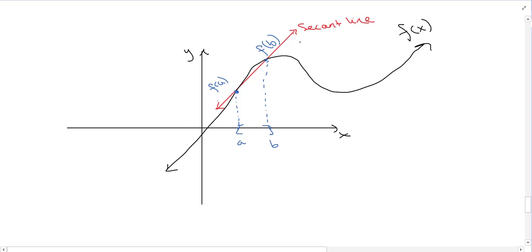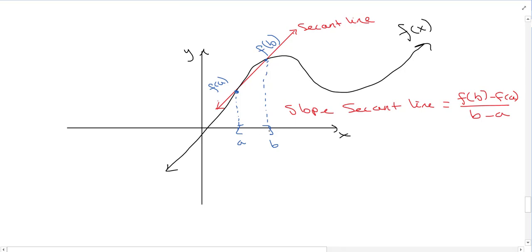And what is the slope? The slope of any line is y2 minus y1 over x2 minus x1, the change in y over the change in x. Average velocity is the change in position over the change in time. So our slope here for the secant line would be the change in y, f of b minus f of a, over b minus a.